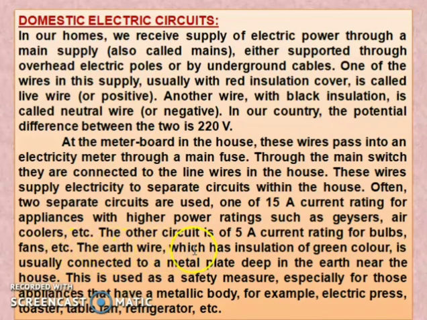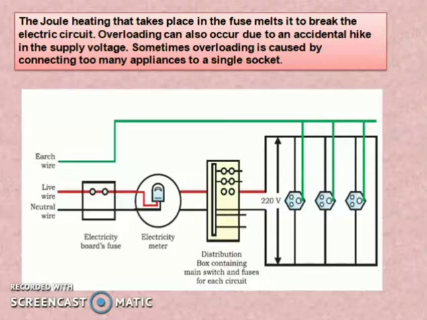The earth wire, which has a green insulator, is usually connected to a metal plate deep in the earth near the house. This is used as a safety measure for those appliances that have a metallic body, for example electric press, toaster, table fan, refrigerator, etc. So you can see this one. This is an earth wire.